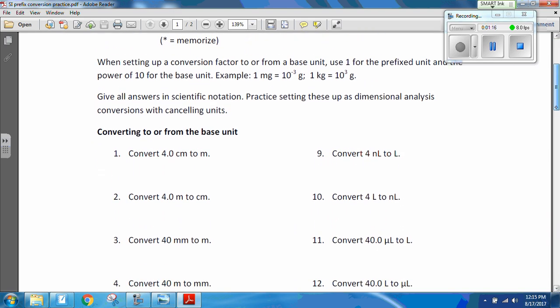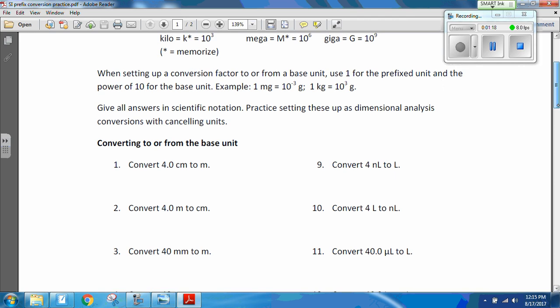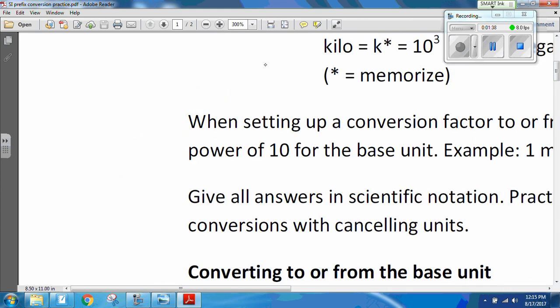Okay, so it says when setting up a conversion factor to or from a base unit, use 1 for the prefix unit and power of 10 for the base unit. Example, 1 milligram times 10 to the third, or 1 kilogram equals 10 to the third grams. So I usually still keep the 1 times, but you can do it either way. And I'm going to show you exactly how I want you to do the work in this class so that you can get full credit.